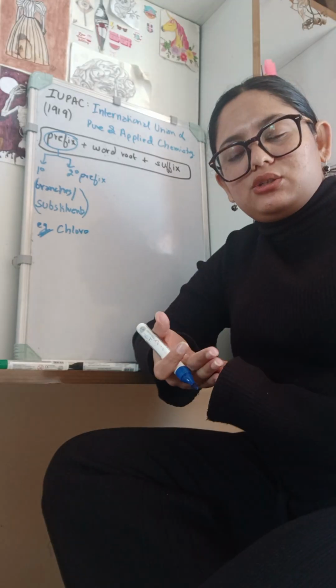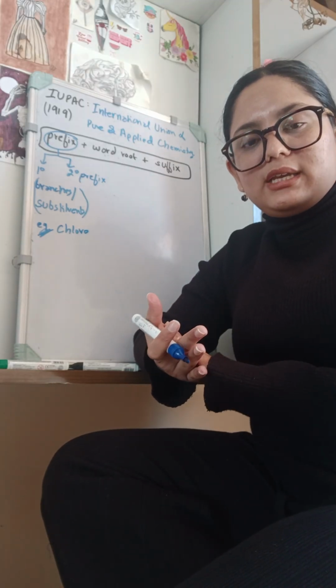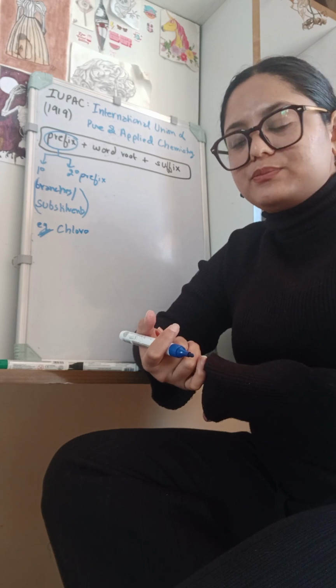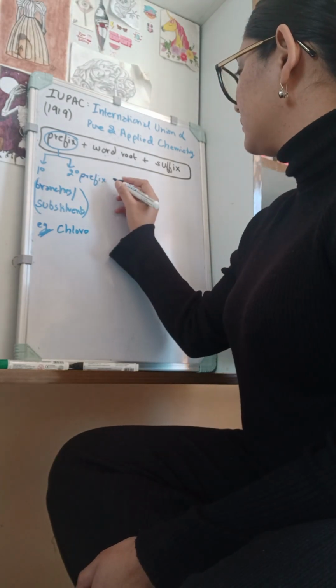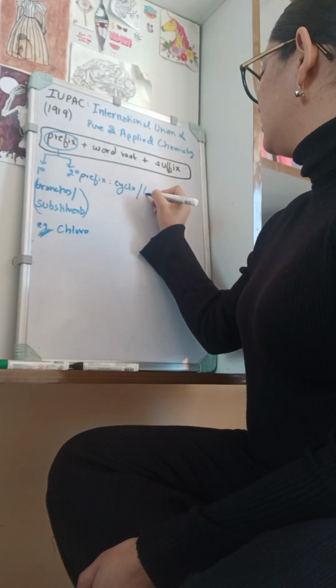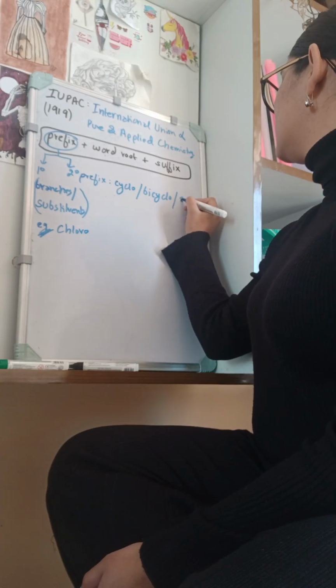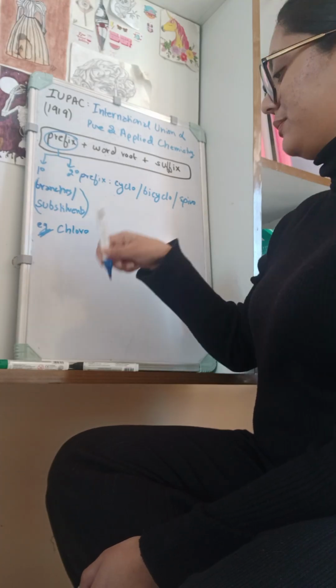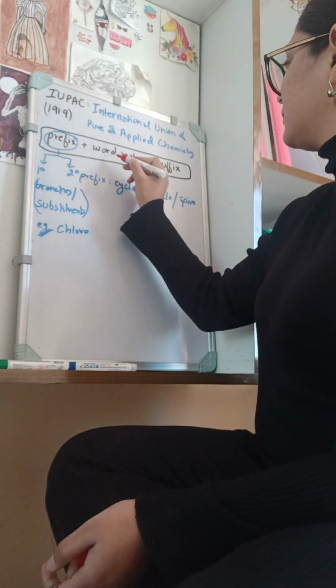Now there are special structures of compounds which are cyclo, bicyclo and spiro. They are represented by the secondary prefix. Cyclo, bicyclo or spiro.